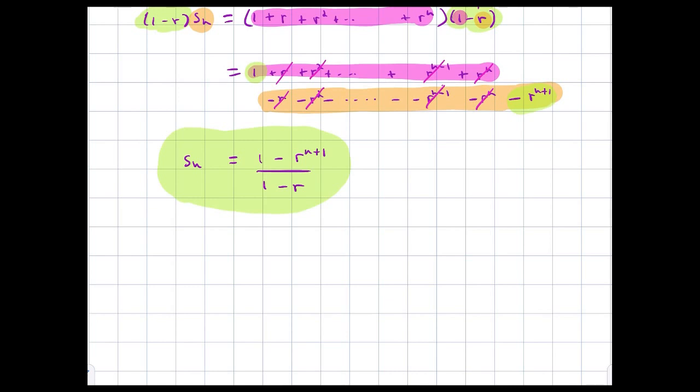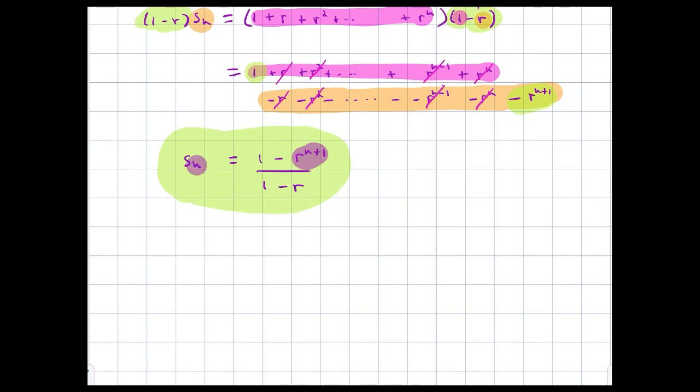S sub n is 1 minus r to the n plus 1 over 1 minus r. And why do we like this? Well, now I can tell when this converges, right? The whole thing, whether this converges, it depends on this term here. Let me do this in purple, maybe. Depends on this term, r to the n plus 1.